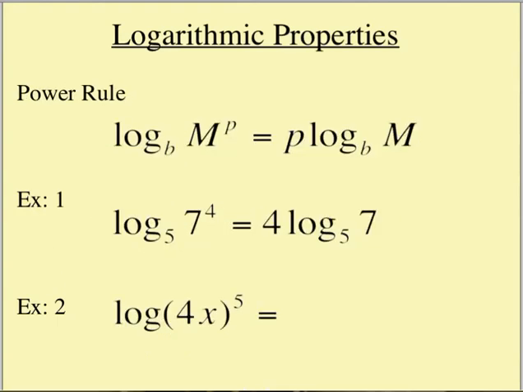Then the last logarithmic property that you need to know is the power rule. If you have log base b of m to any power, that power can be brought out front and used to multiply. So log base b of m to the p power equals p times log base b of m. So if I have log base 5 of 7 to the 4th, I can bring that 4th out front and then just do 4 times log base 5 of 7. Now these you can't evaluate by hand, but some of the examples that we do in class you will be able to. So try example 2 on your own.